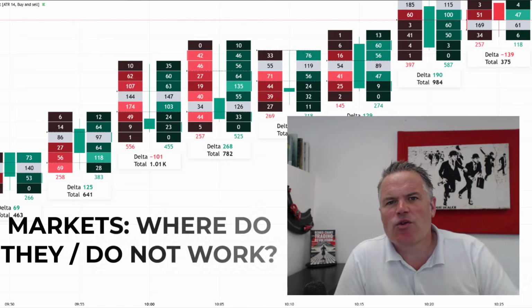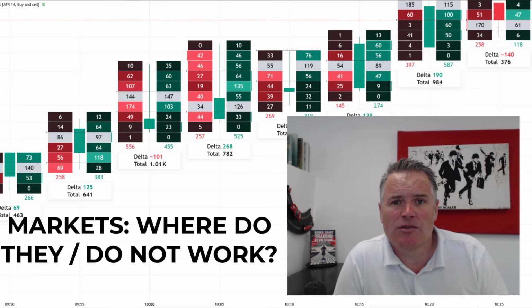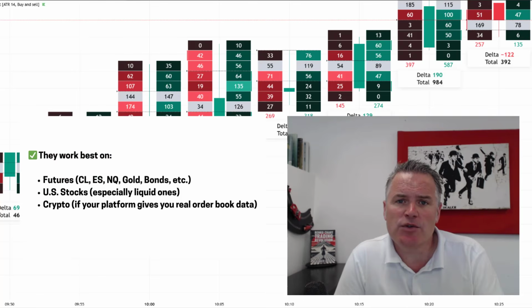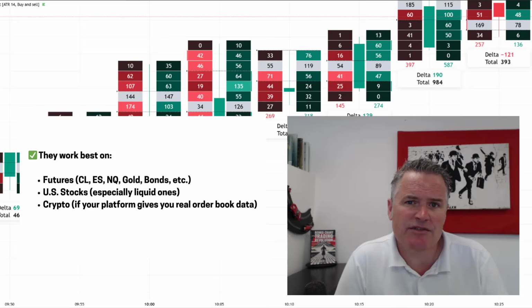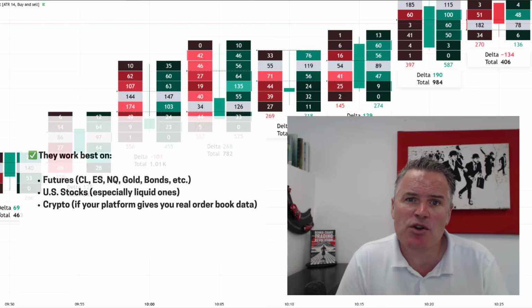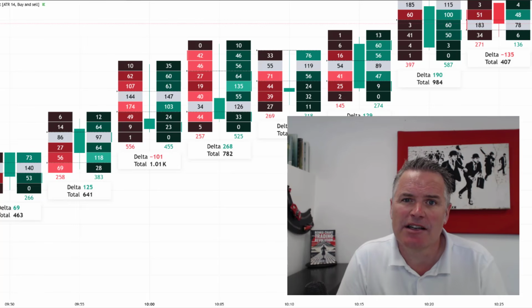So you're now asking where they do not work, the footprint charts. Now where they do work very well are futures markets, equities, US equities for example, very liquid ones, and cryptocurrencies. Basically those that actually have very good quality volume data.